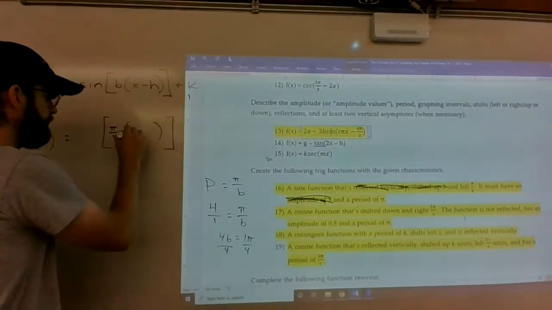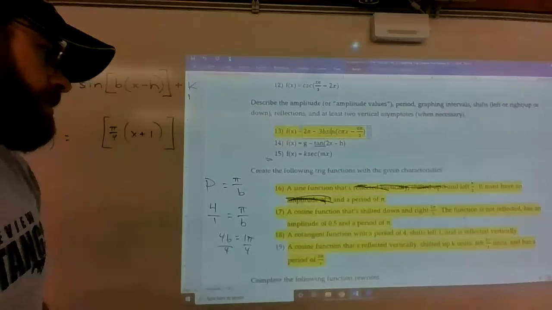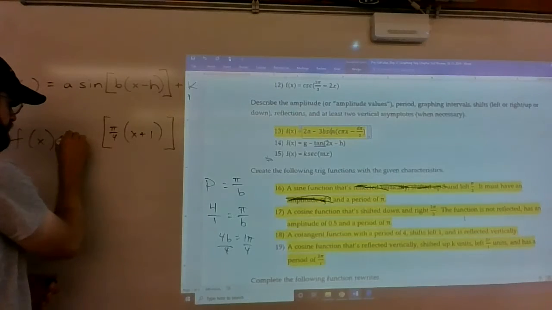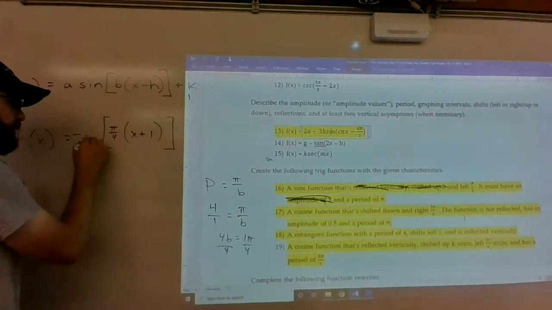Shifted left 1, and reflected vertically. Just put it out here. And then we need to call it cotangent, right?